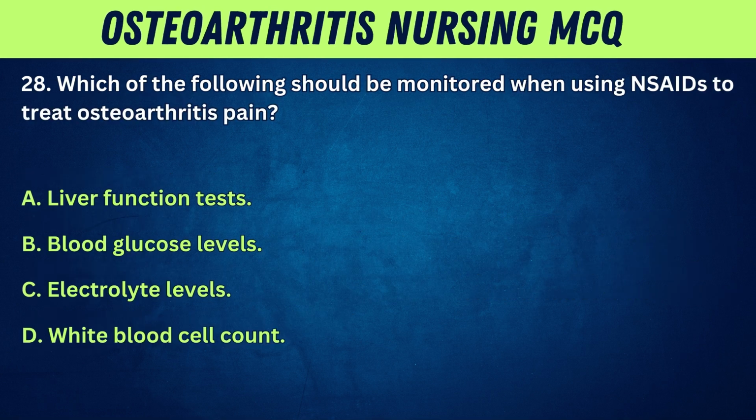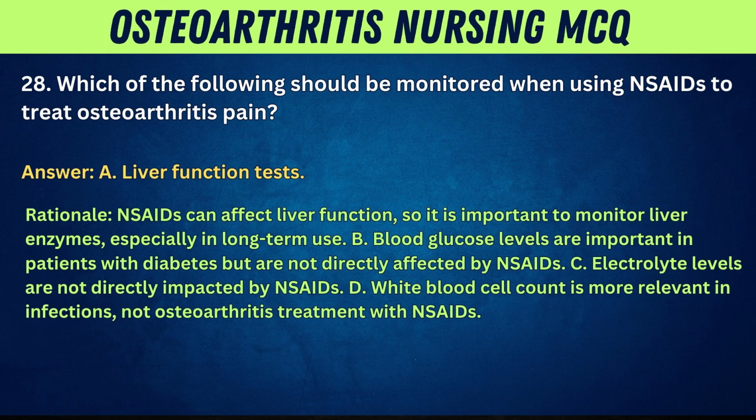28. Which of the following should be monitored when using NSAIDs to treat osteoarthritis pain? A. Liver function tests. B. Blood glucose levels. C. Electrolyte levels. D. White blood cell count. Answer: A. Liver function tests. Rationale: NSAIDs can affect liver function, so it is important to monitor liver enzymes, especially in long-term use.